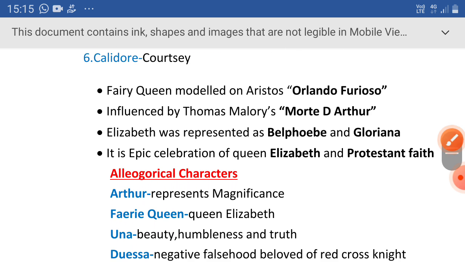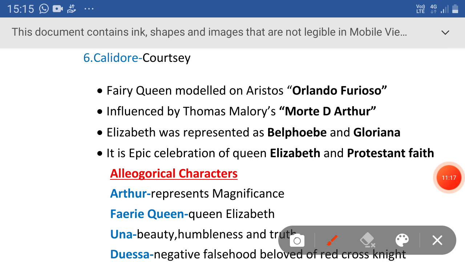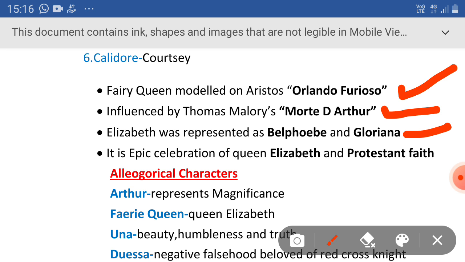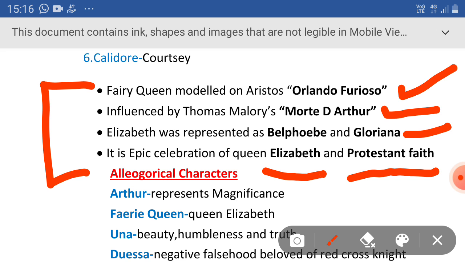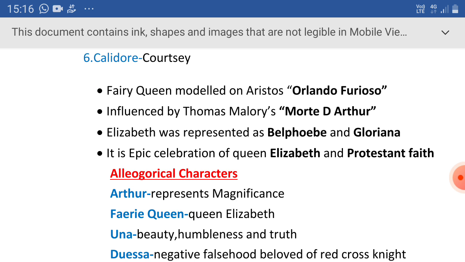Then Fairy Queen was modeled on Orlando Furioso, and it was influenced by Morte d'Arthur, which was written by Thomas Malory. Elizabeth was represented as Belphoebe and Gloriana in this work, and it is an epic celebration of Queen Elizabeth and Protestant faith. These are very, very important points from this work to remember.